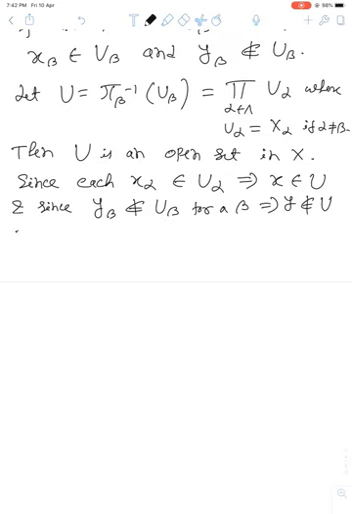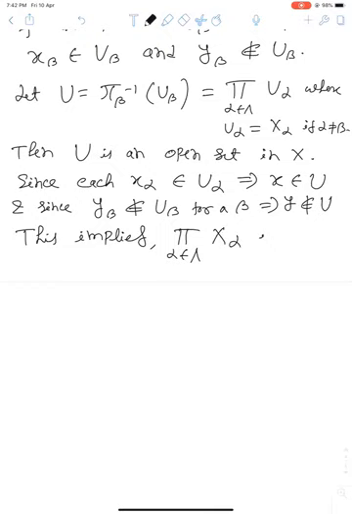Now this implies the product of X alpha is T1. Here is the second theorem, which will be very useful to compute whether a topological space is normal or not. Here is the statement of the theorem.